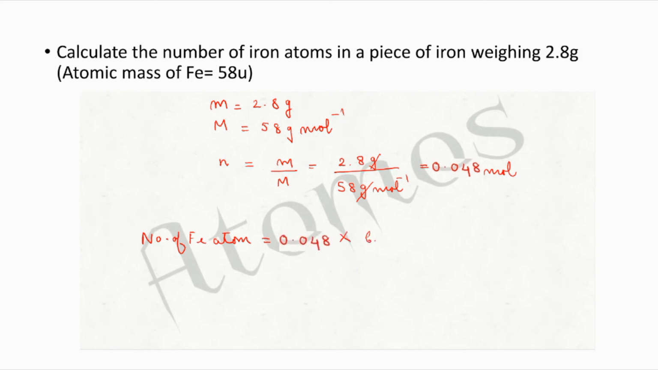0.048 into 6.022 into 10 raised to 23. Correct? So if you multiply these two, you will get 2.90 into 10 raised to 22 atoms of iron. That will be the answer. It's so easy now, right?